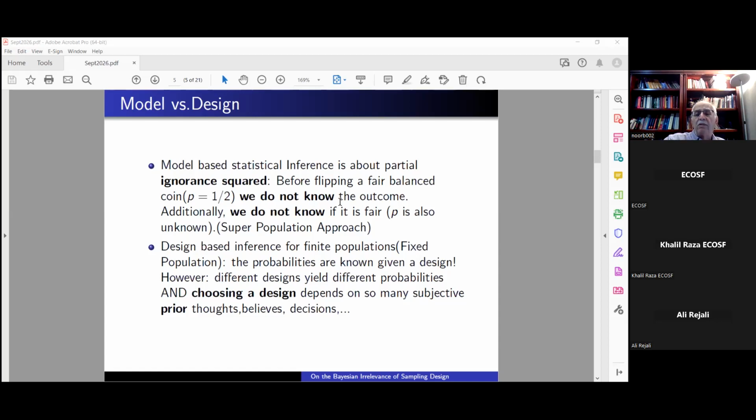which is based on: I have a sample space, I have a parameter space, I have a family of distributions. This family, in statistical inference, tries to model two sorts of ignorance. Ignorance due to probability: I don't know. When I flip a coin, I don't know what is going to turn out. That is ignorance. This is modeled by a probability model.